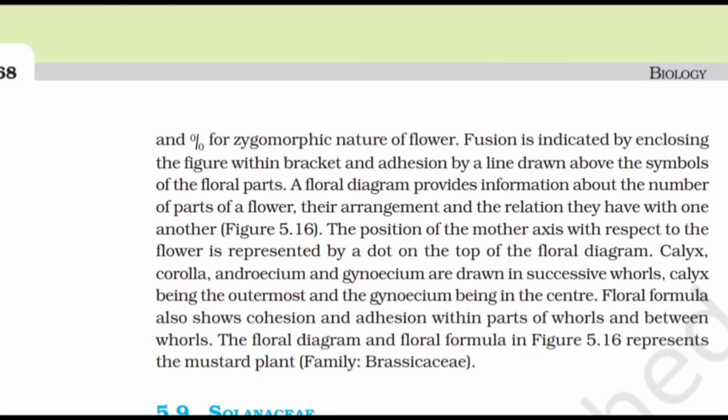A floral diagram provides information about the number of parts of a flower, their arrangement, and the relations they have with one another. The position of the mother axis with respect to the flower is represented by a dot on the top of the floral diagram. Calyx, corolla, androecium, and gynoecium are drawn in successive whorls, calyx being the outermost and the gynoecium being in the center. Floral formula also shows cohesion and adhesion within parts of whorls and between whorls. The floral diagram and floral formula in figure 5.16 represent the mustard plant, family Brassicaceae.